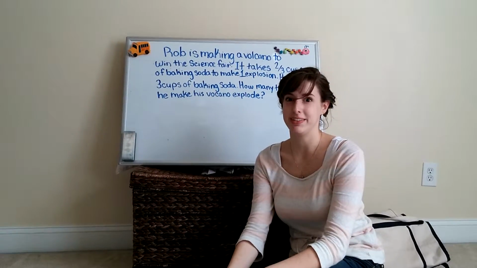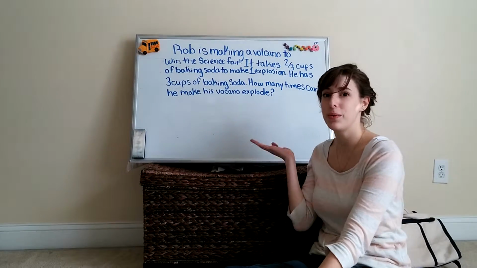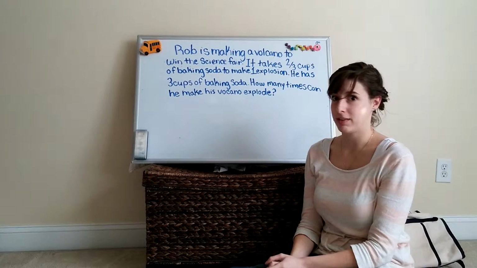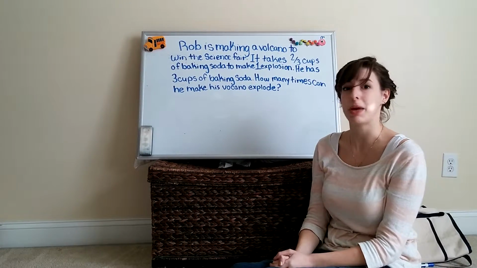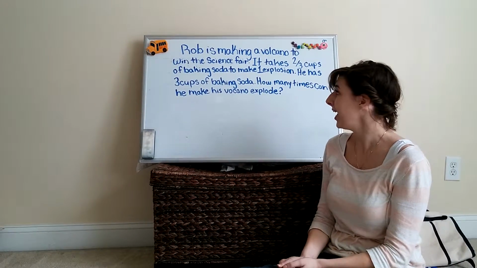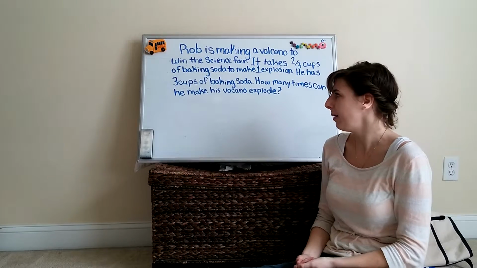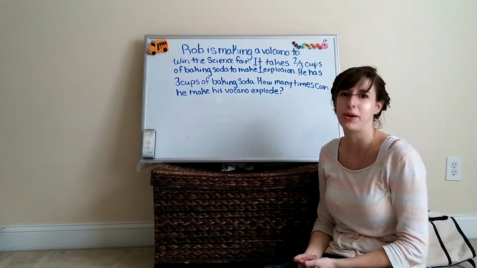Today we're going to be working with division of fractions. Here I've written a word problem for you. Rob is making a volcano to win the science fair. It takes 2/3 cup of baking soda to make one explosion. He has 3 cups of baking soda. How many times can he make his volcano explode?